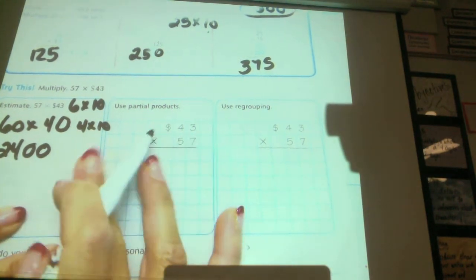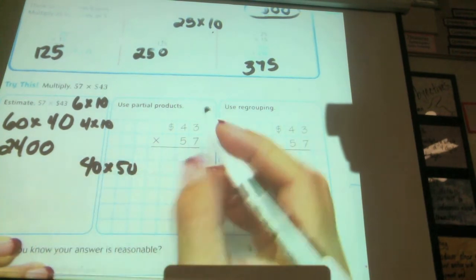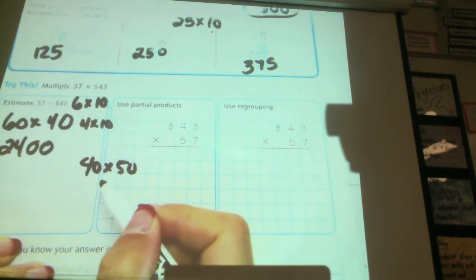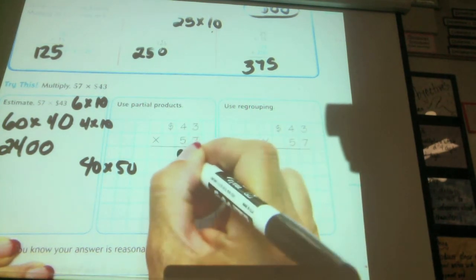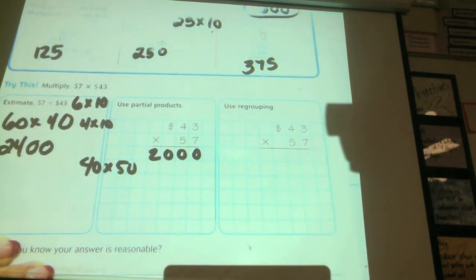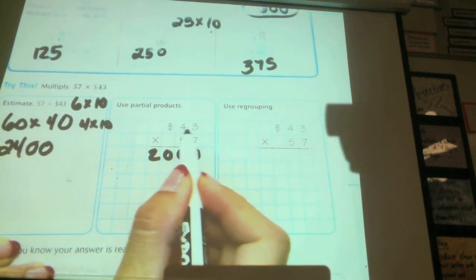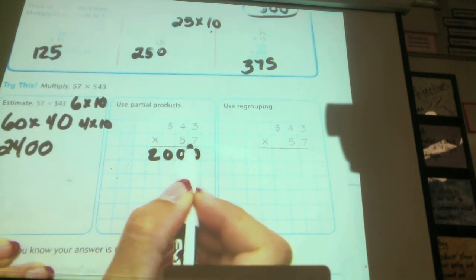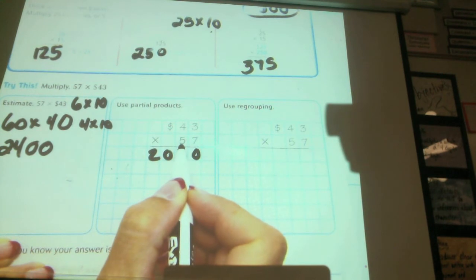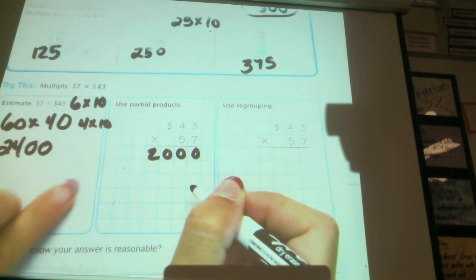2,000. Remember, 4 times 5 is 20, times this 10 makes it 200, times this 10 makes it 2,000. Okay? Now, I've done the 40 times the 50. Now I'm going to do the 50 times the 3. So this equals 50, not 5. 50 times 3. Think about it in your head. What's 50 times 3?